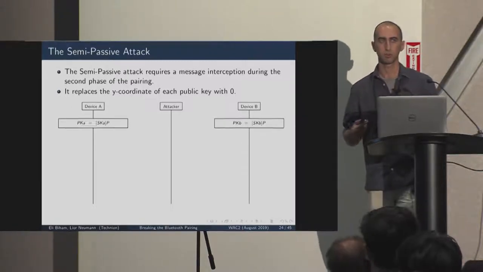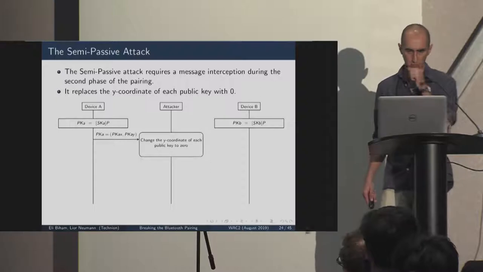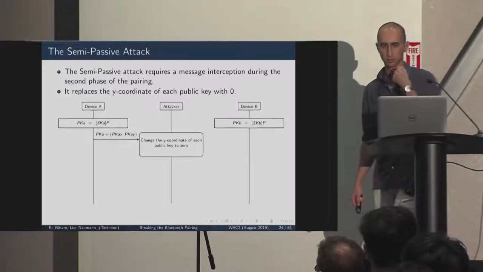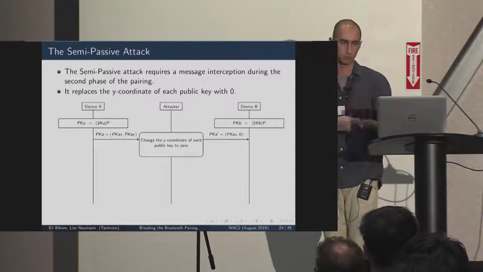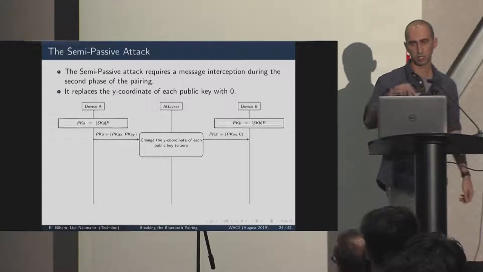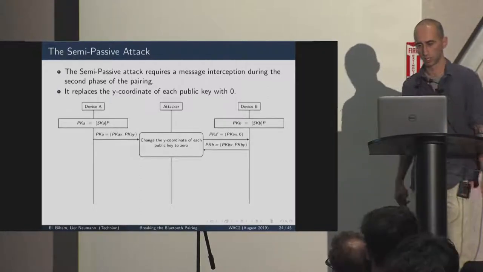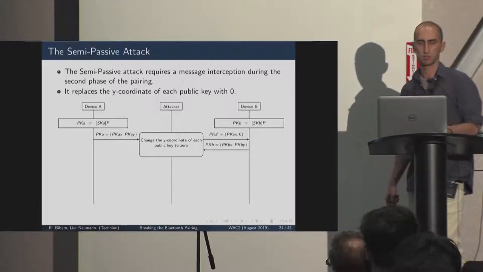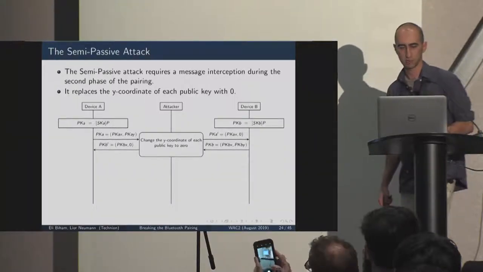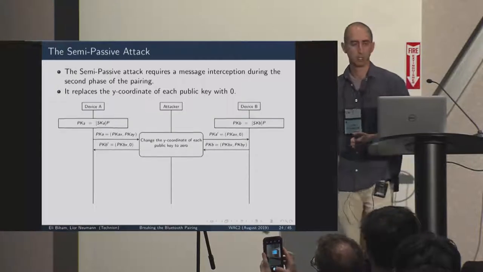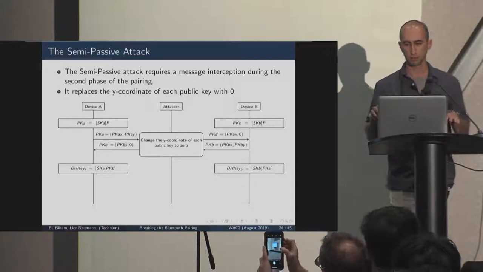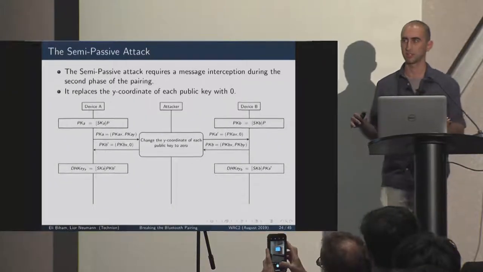They both compute their public keys. Device A transmits its public key to device B. All the attacker does is modify the Y coordinate to 0 before transmitting it forward to device B. We call the new public key PKA prime. Similarly, device B transmits its public key, and the attacker sets the Y coordinate to 0 and transmits PKB prime. What happens now?